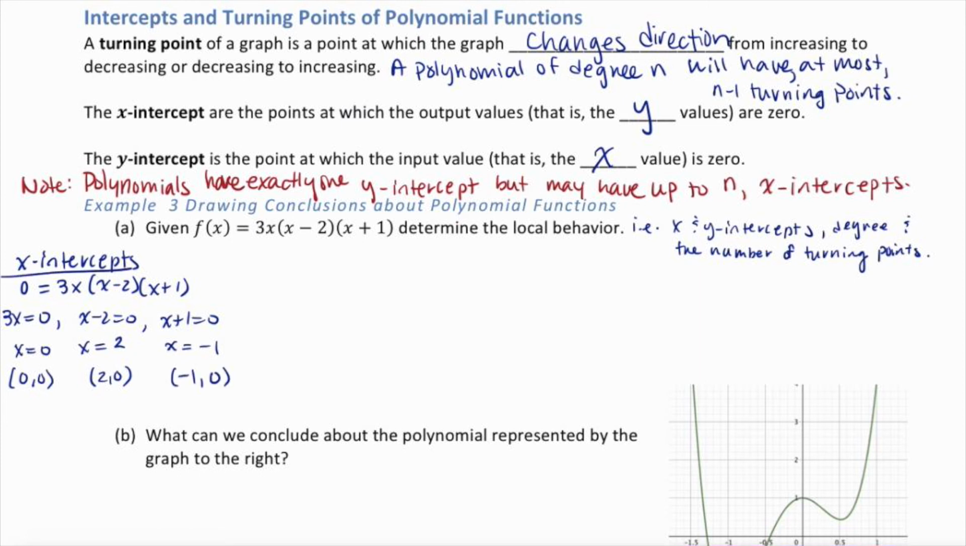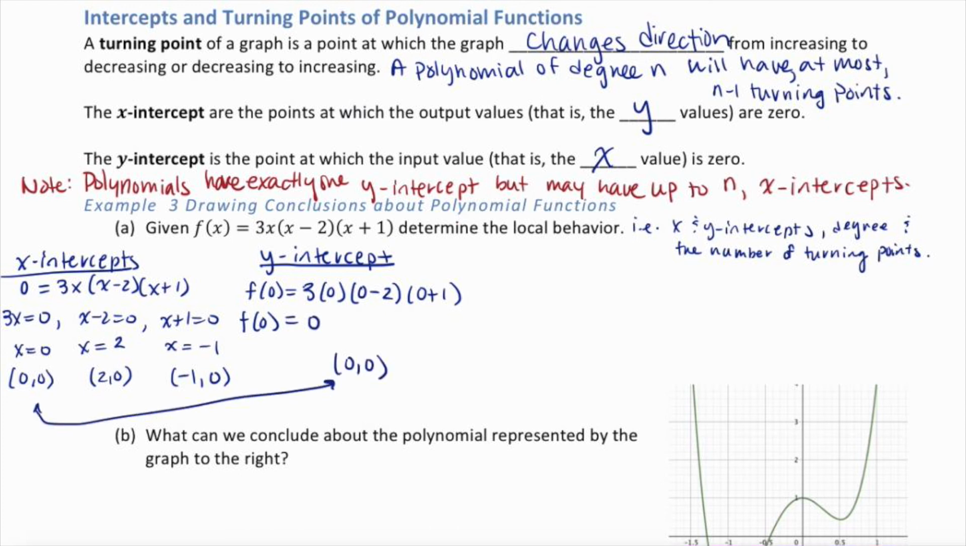Our y-intercept, since there's only one, is found by letting x equal 0. So we have 3 times 0 times 0 minus 2 times 0 plus 1. We have 4 terms, and 3 of them are non-zero. It does not matter how many of them are non-zero as long as one of these is 0; this whole function equals 0. This corresponds to the ordered pair 0, 0.